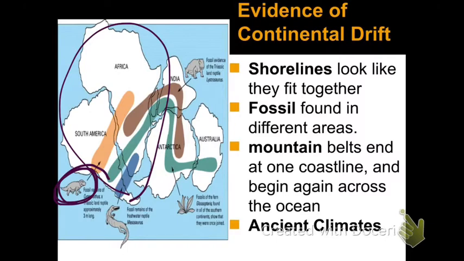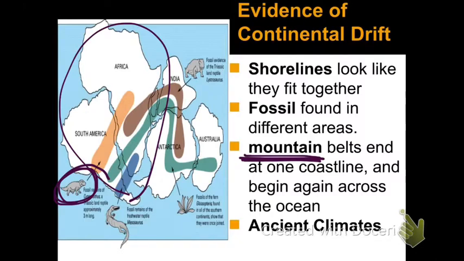Next, you have mountain belts, or your mountain ranges. I've got a good picture of this on one of the next slides. But mountains we know can't move. You have mountains that will start forming in one country and then pick up again in a completely other country. And we know it's the same mountain range because of the rock types and the ages and all the testing you can do. So that again tells us at one point they were together.